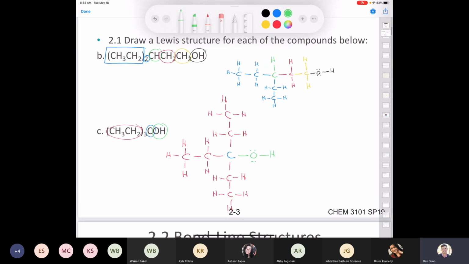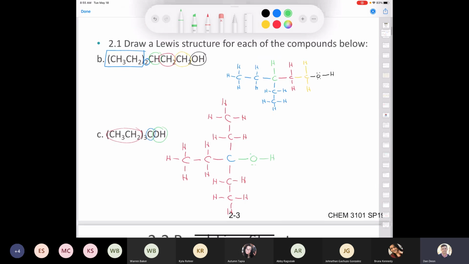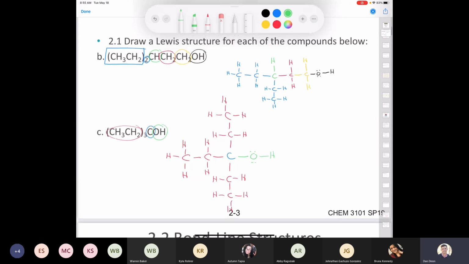So we've gone from these fully condensed structures to Lewis structures. Now, if you can do this, I mean, the world's your oyster. That means you really have a good, solid understanding of connectivity, from a fully condensed structure going to a Lewis structure. All right, there we go.